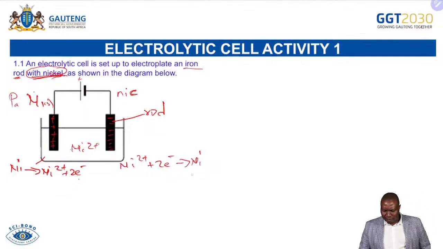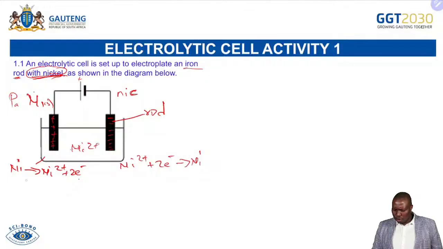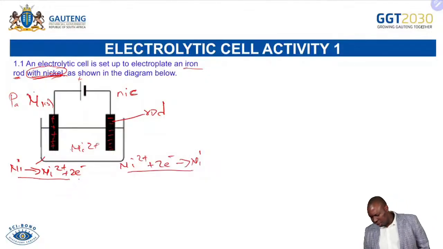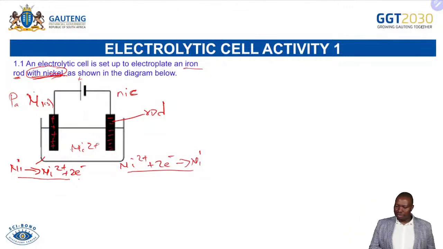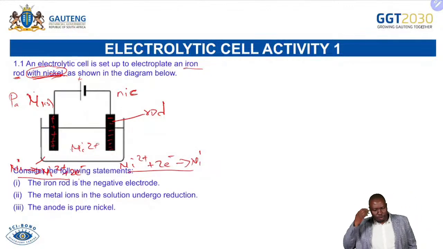Sorry for that. So now you are able to see that this is oxidation, losing electrons, and this is reduction. And then, with no wasting of time, we can go to questions now. We know everything that is happening. We have analyzed the question.